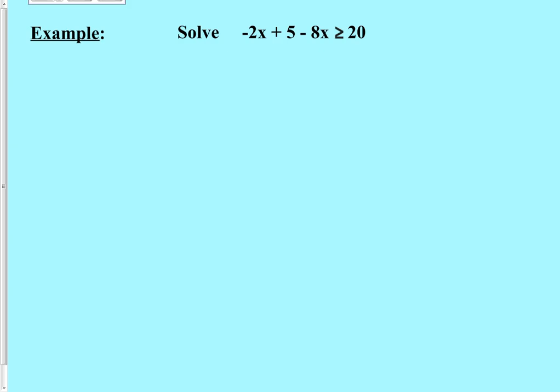Okay, I'm going to leave you with an example that I want you to solve and graph on your own. Okay, the problem is negative 2x plus 5 minus 8x is greater than or equal to 20. Work this one out and graph its solution as well.